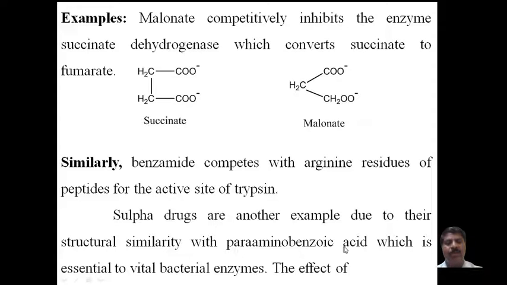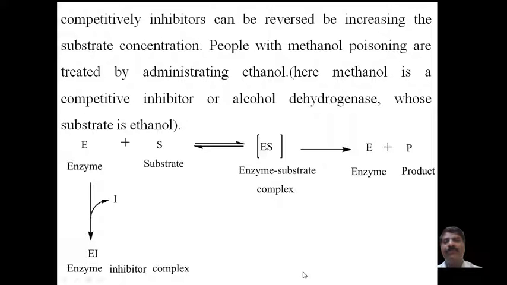That is para-aminobenzoic acid. It has a similar structure to sulfa drugs, and therefore it is essential to the vital bacterial enzymes. And the effect of competitive inhibitors can be reversed by increasing the substrate concentration.